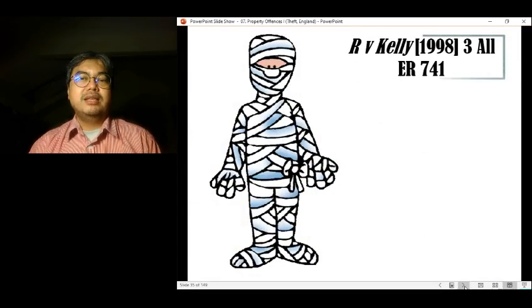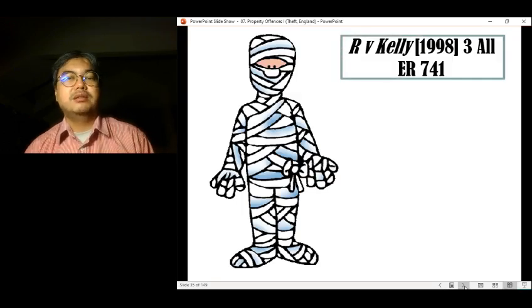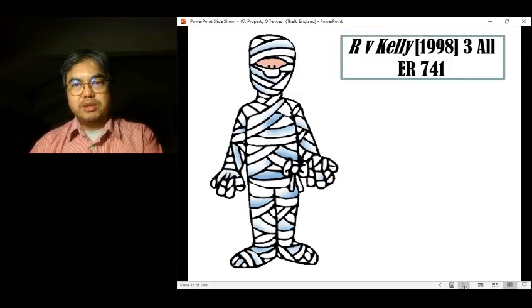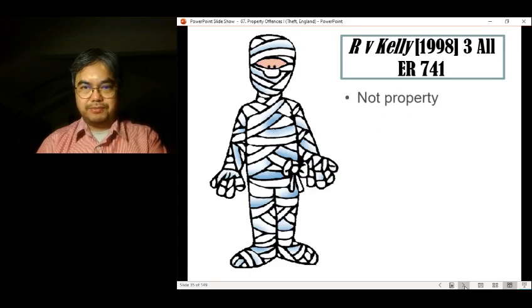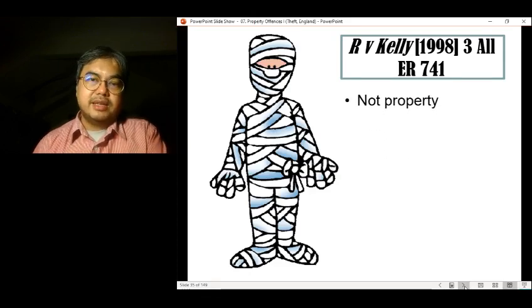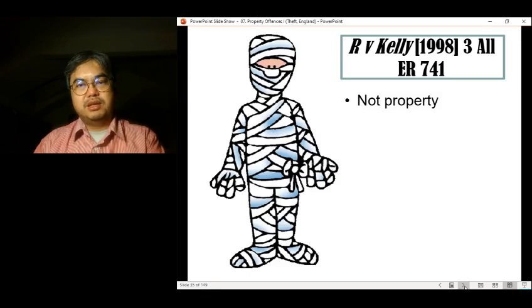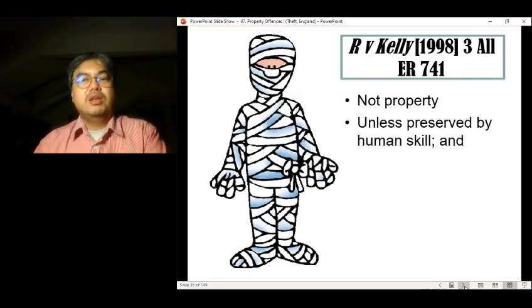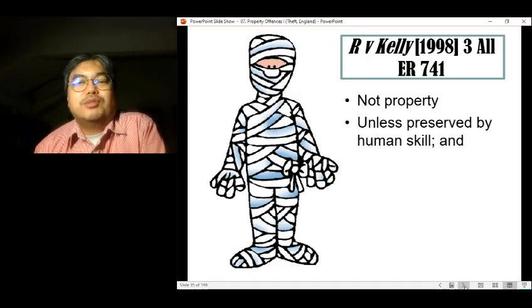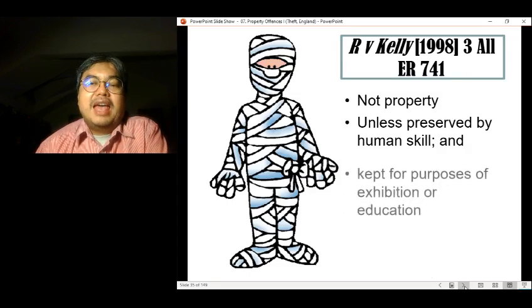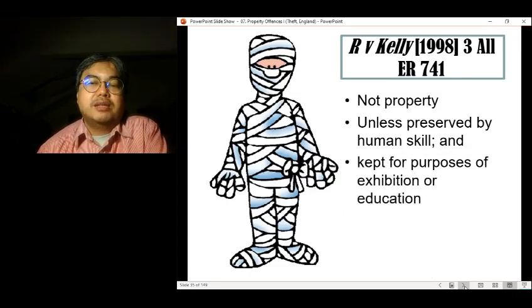So the question then is, can you go and steal these, so to say, dead bodies or mummies? The authority for this is Crown against Kelly. Crown against Kelly says that corpses are usually not considered to be property, and body parts also. The exception is that unless it has been preserved by human skill and kept for purposes of exhibition or education.